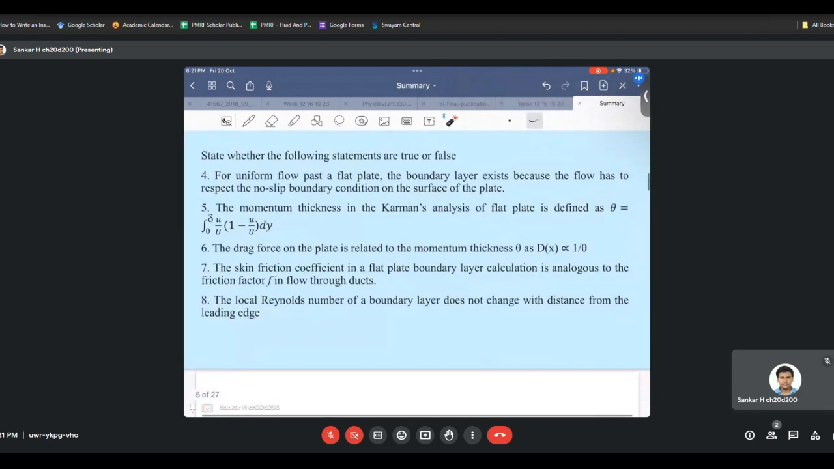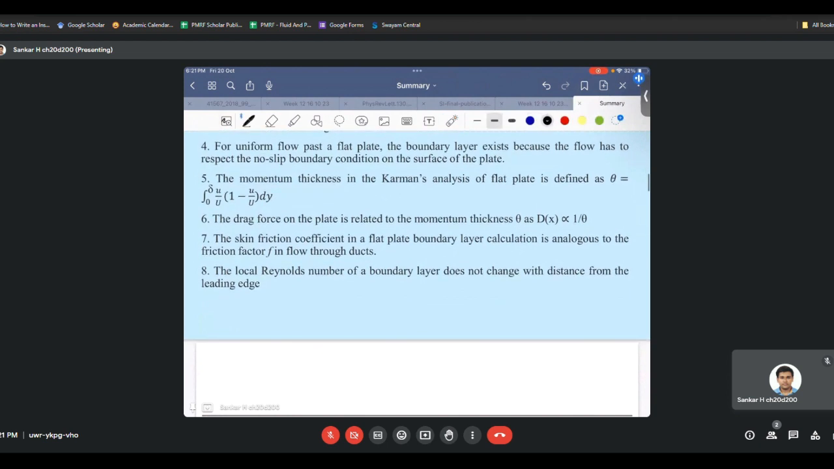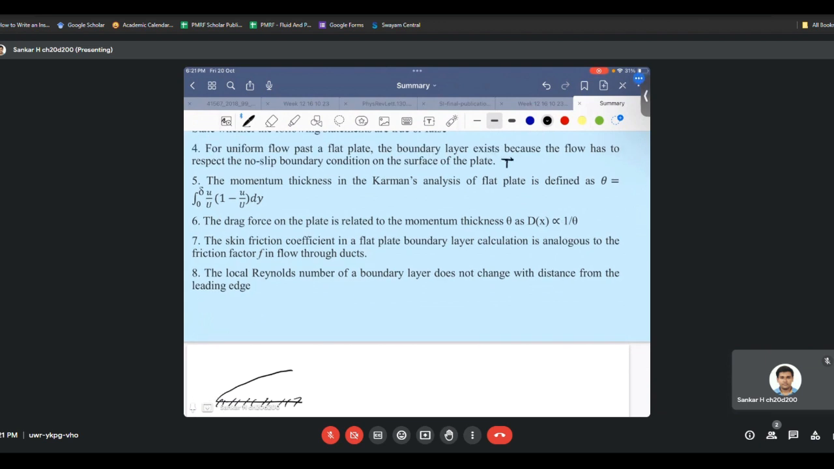So it states that for a flow past a flat plate, there exists a boundary layer such as this because the flow has to respect the no slip condition on the surface of the plate, and that statement is true. The no slip condition on the surface of the plate creates a viscous effect which causes the velocity to die down as it approaches the wall or the plate.